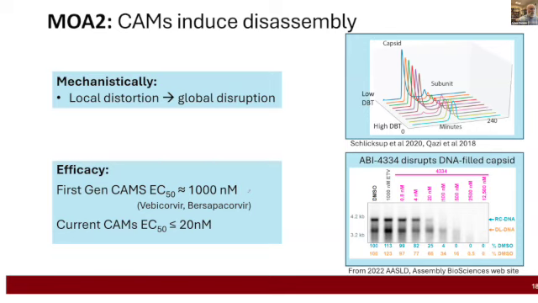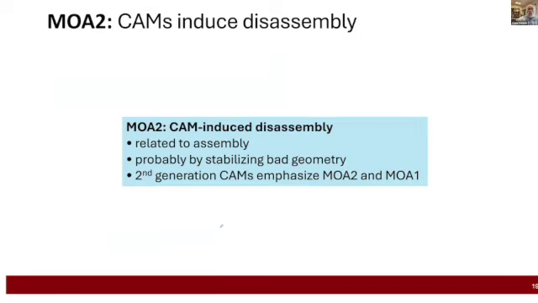The first-gen CAMs had mechanism of action 2, but it wasn't particularly active, with the EC50 in the micromolar range. Current generation CAMs now have 20 nanomolar and lower EC50s for this mechanism of action. Mechanism of action 2, CAM-induced disassembly, is related to assembly. It probably works by stabilizing bad geometry, leading to a rupture of the capsid. And second generation CAMs emphasize both of these mechanisms, disruption and assembly.